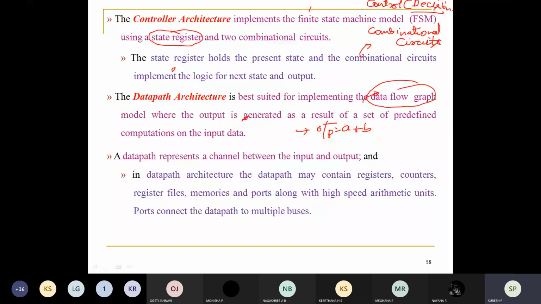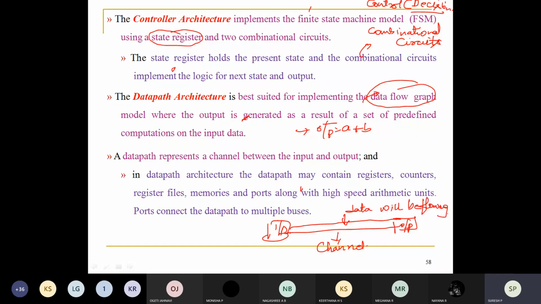What it means is that you are going to have the input, and here you are going to have the output. It is going to provide the channel here, and in the channel the data will be flowing.